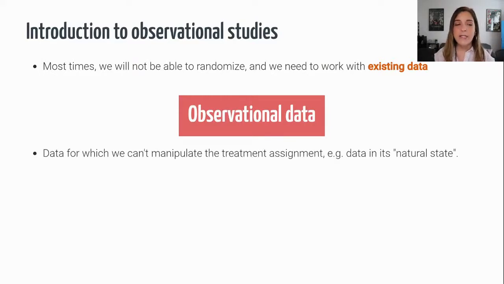Observational data basically means data for which we can't manipulate the treatment assignment, or where the treatment assignment basically wasn't manipulated in a known way. So basically it's data in its natural state. So any sort of data that is generated just out there in the world would be considered observational data. Administrative data, data that's collected by a lot of companies where they don't actually randomize any sort of treatment assignment, all of that is observational data.